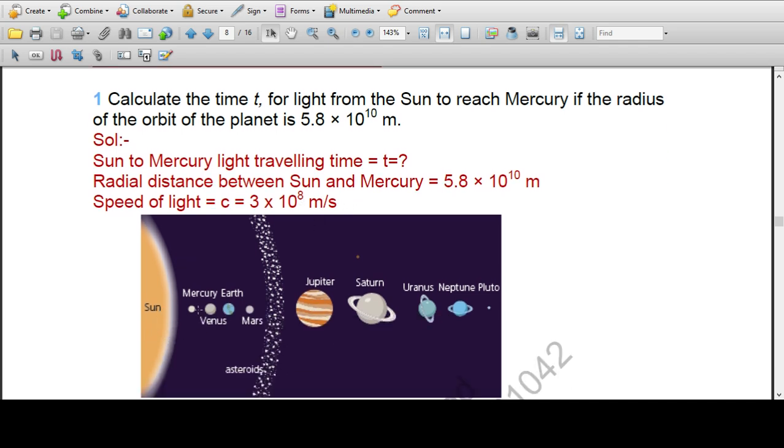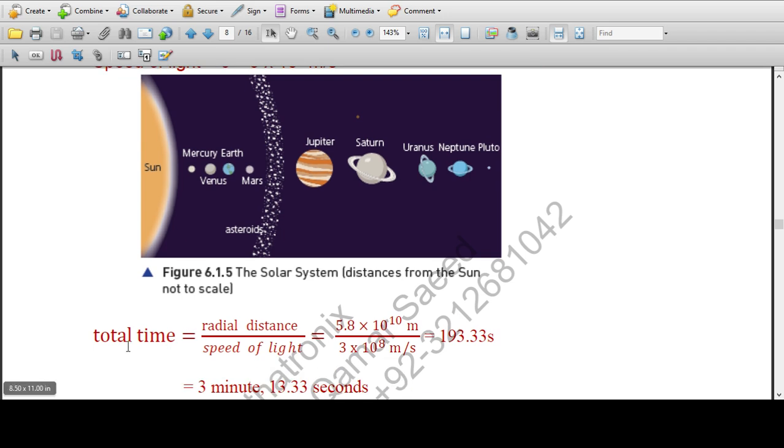Here the light reaches Mercury, which orbits the Sun. So the distance between Sun and Mercury is a radial distance for the travelling of light. So the total time it takes for the light to travel from Sun to the Mercury is the radial distance divided by the speed of light.